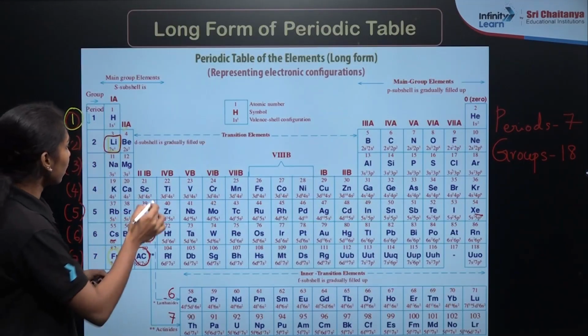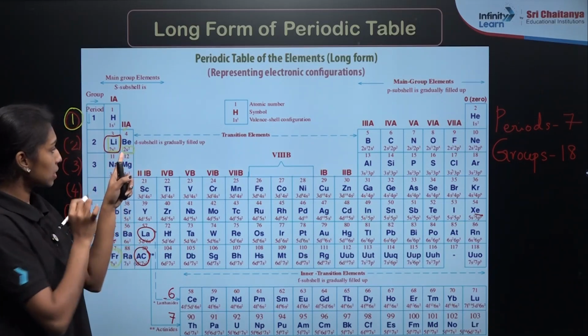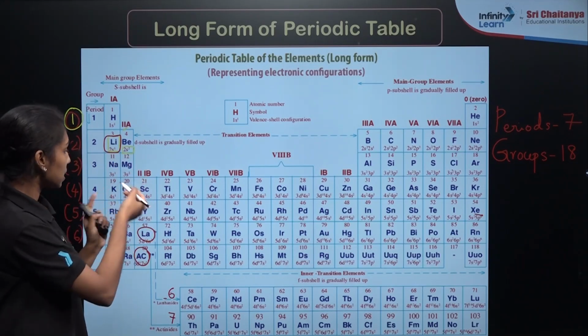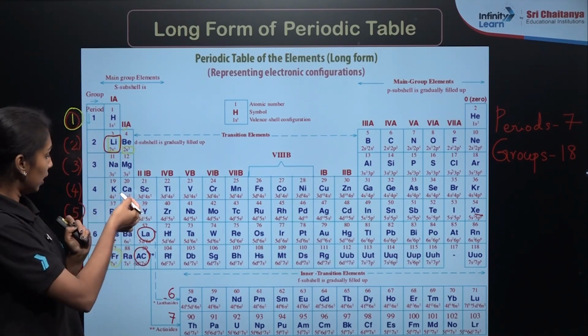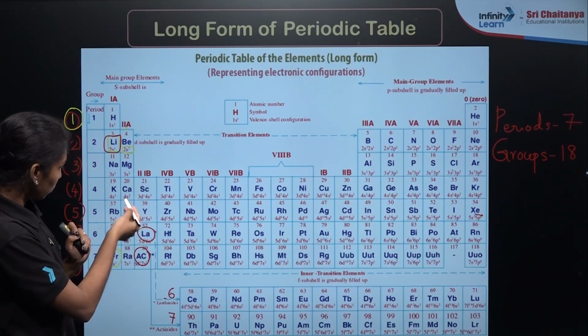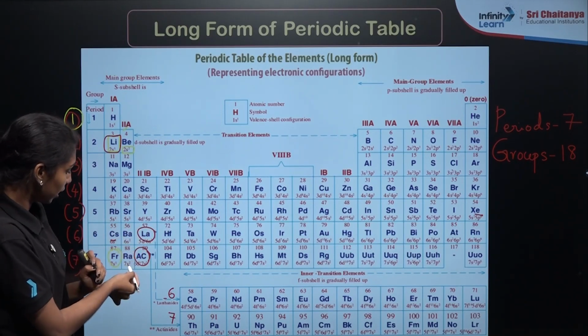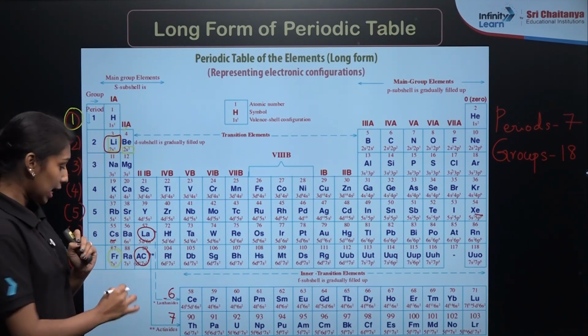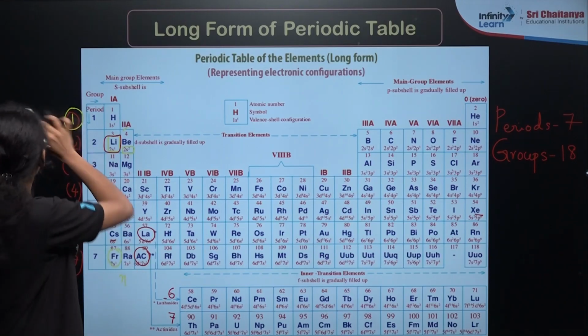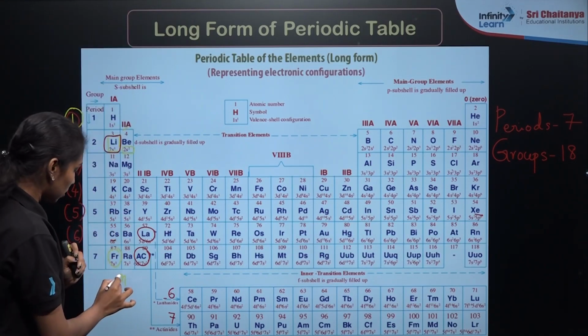Now, similarly, if you are talking about the second group here, beryllium has 2s2, then magnesium 3s2, calcium 4s2, strontium 5s2, barium 6s2 and radium 7s2. Again, it is ns2, right? The general electronic configuration is ns2.